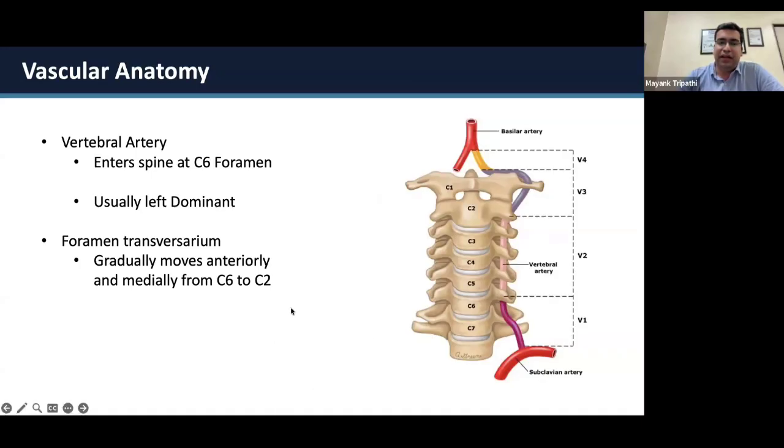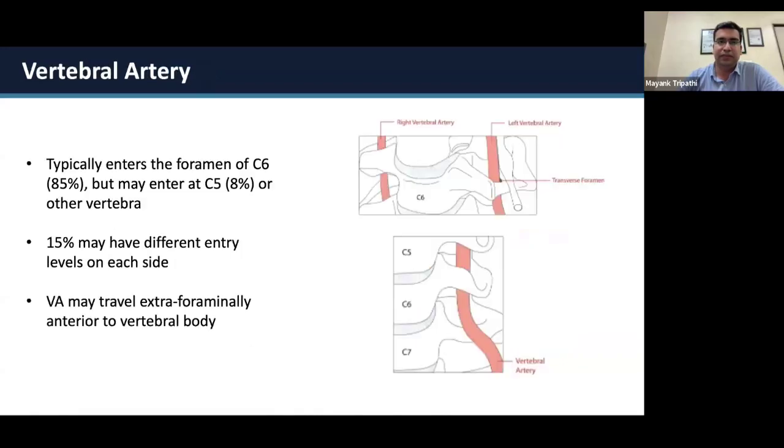If we look at the anatomy of the foramen transversarium in three-dimensional space, it gradually moves anteriorly and medially as we go from C6 to C2. Then, looking at the vertebral artery anatomy, as we have discussed, it enters at C6 in 85% of cases, but in 8% of cases it may enter at C8 also. And 15% of patients have a different level of entry of the vertebral artery. As an anomaly, the vertebral artery may also pass extraforaminally, anterior to the vertebral body.